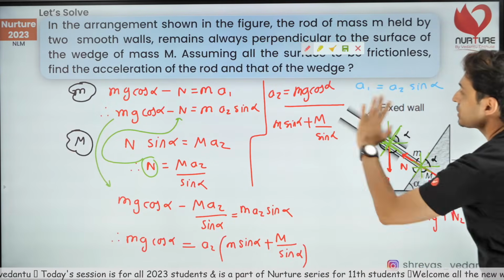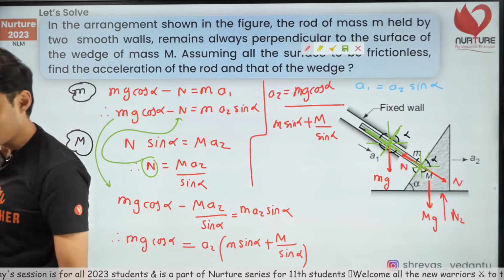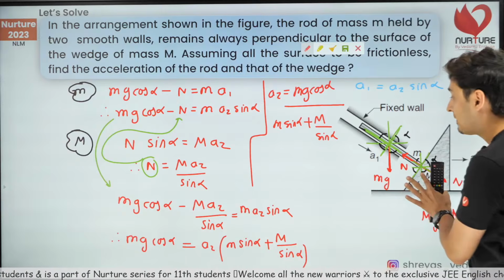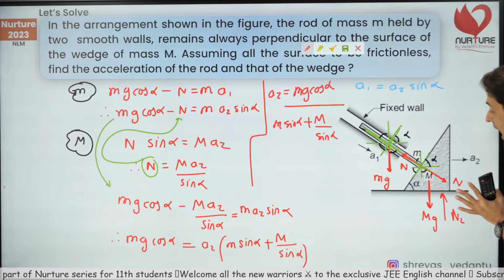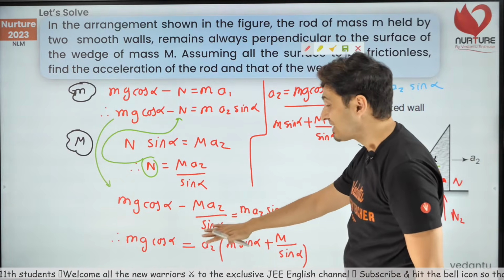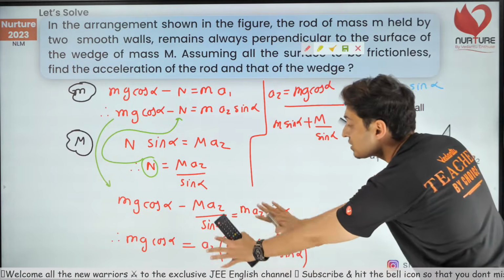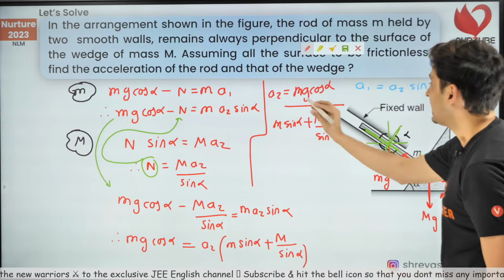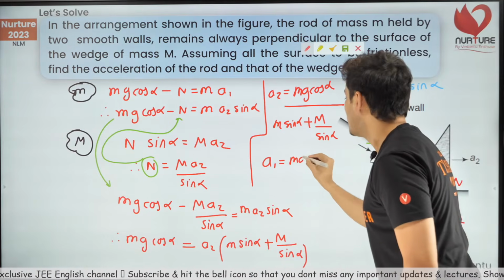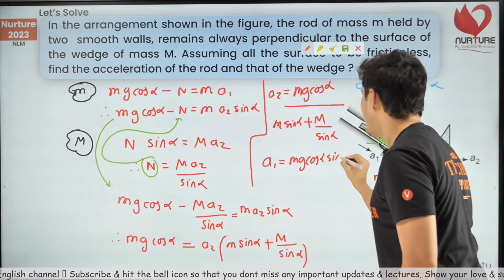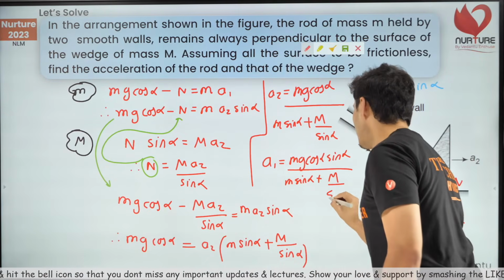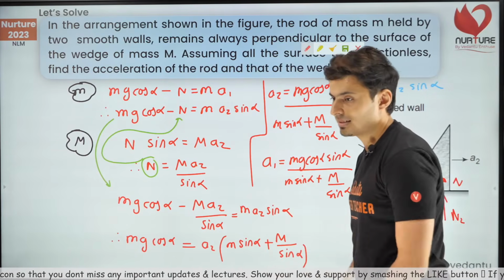Once I get a2, I'll also get a1. So this is fine. Yes, this is how it is. So observe what I have done. I have drawn the FBD of the rod and the wedge separately. I have written down Newton's laws equations for them separately and just solved them, and I have got it. So once I get a2, I will also get a1. a1 is a2 into sine alpha. So it will be mg cos alpha sine alpha divided by small m sine alpha plus M by sine alpha. So that's how it is, as simple as that.